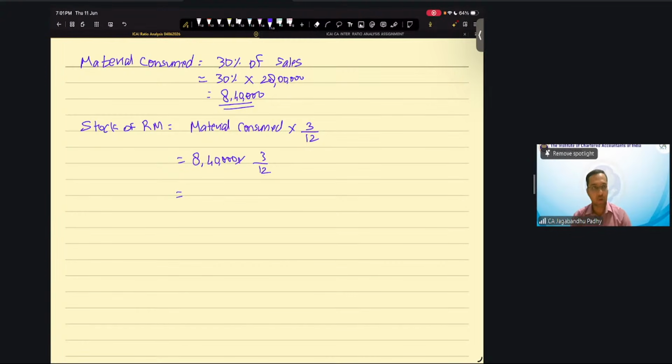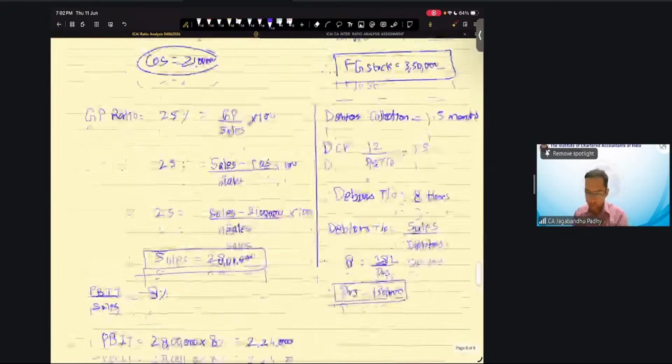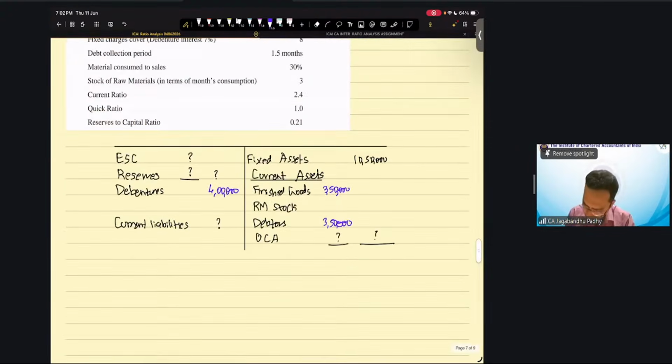Yeah. What's the stock of raw material? 8,40,000 into 3 by 12, 2,10,000. Okay. So we have the stock of raw material filled up now over here, which is 2,10,000. Perfect.